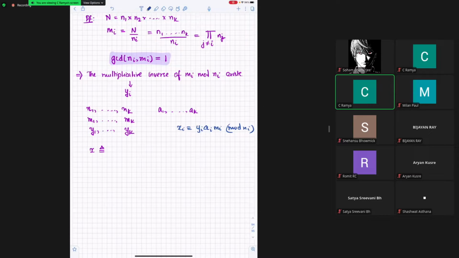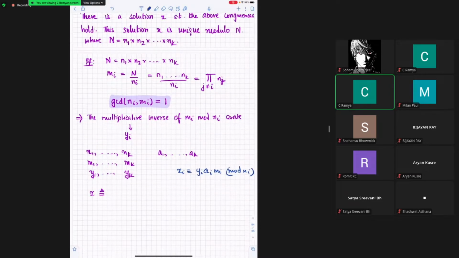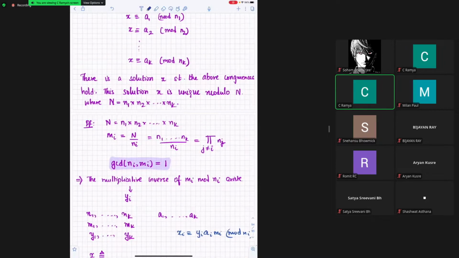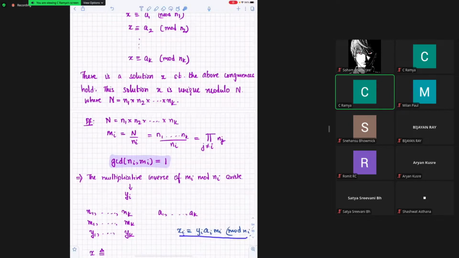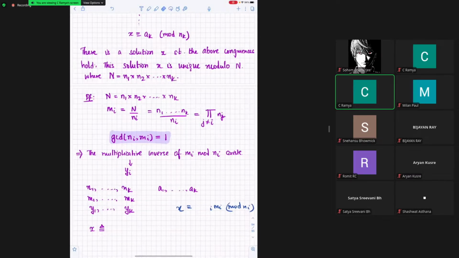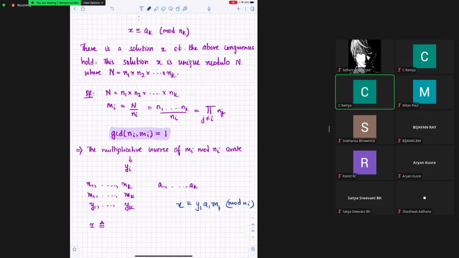So what do we want to do? We want to come up with an x which, when divided by n1, leaves remainder a1, divided by n2 leaves remainder a2, and divided by nk leaves remainder exactly ak. Right? So if I set, let's say, this to be the solution itself, I just set x to be congruent to y1 a1 m1 mod n. So what happens?